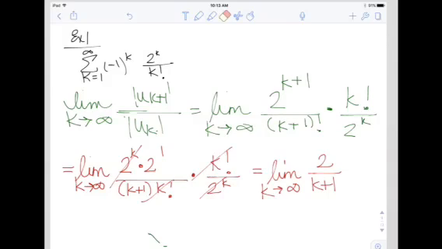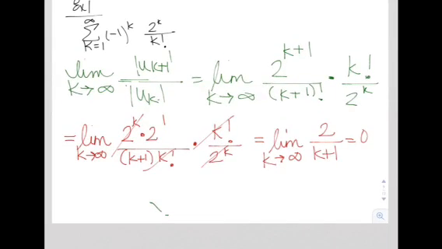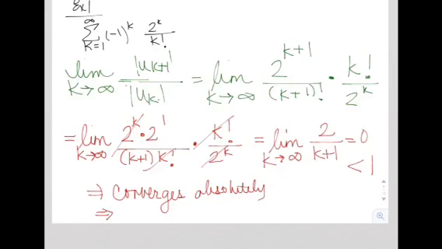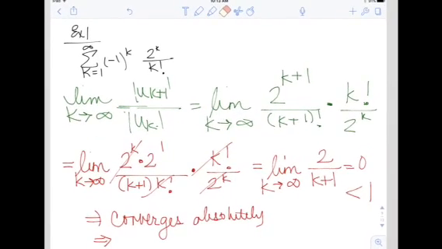What will happen to this as k approaches infinity? This will equal 0. What did the test say? The test said if that limit is larger than 1, it diverges, and if the limit is smaller than 1, which this is, it means it converges absolutely, which implies our original series converges as well.